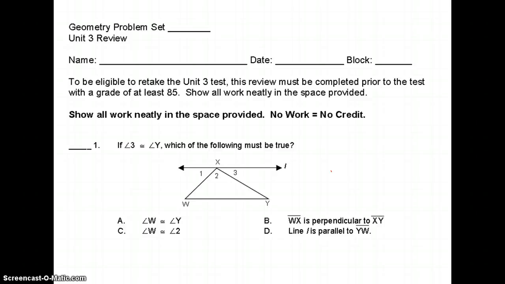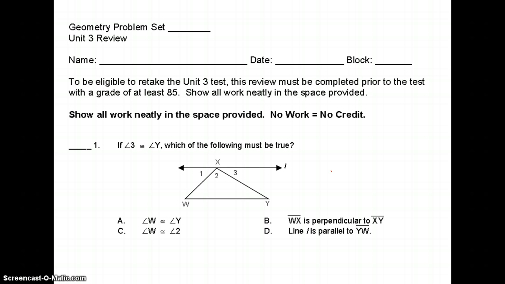Okay, this is Geometry Problem Set, Unit 3 Review. To be eligible to retake the Unit 3 test, this review must be completed prior to the test with a grade of at least 85. Show all work neatly in the space provided. If you don't show your work, you do not get credit. This is the work that you need to show.